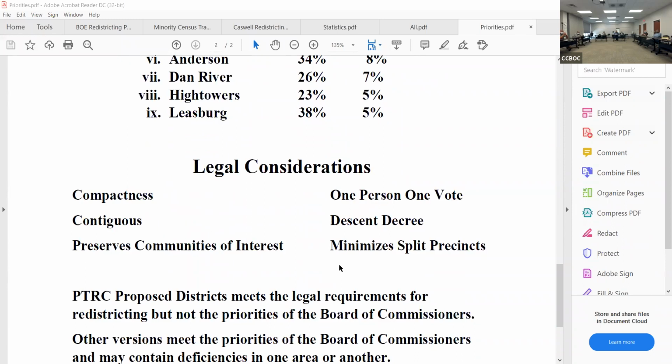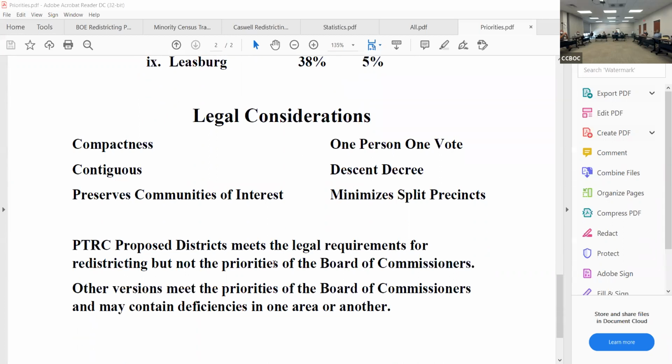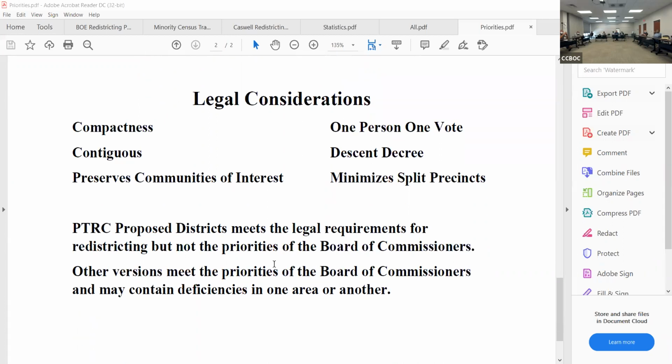Legal considerations: compactness, contiguity, preserving communities of interest, one person one vote, the consent decree, and minimizing split precincts. The PTRC proposed districts meet the legal requirements for redistricting, but not the priorities of the Board of Commissioners. Other versions meet the priorities of the Board of Commissioners and may contain some deficiencies in other areas. So I'm happy to answer any questions. I'm happy to pull the map back up and let you look at it, whatever you would like to do. Yes, let's see the map. Okay, this last map.